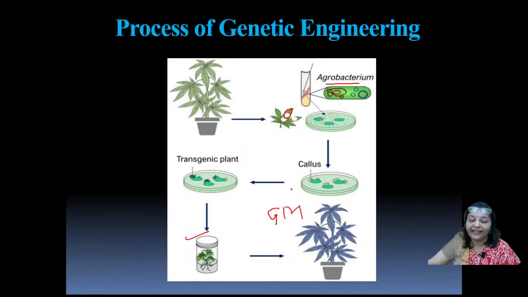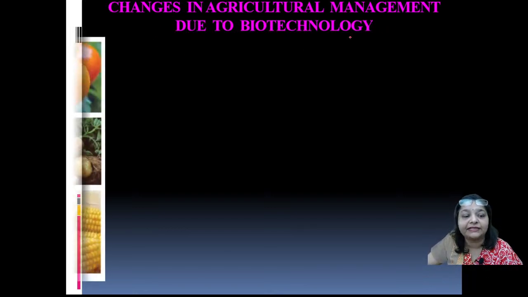Okay, now that is how genetic engineering takes place. This is one simple method, the basic method which I've told you. You will be learning different methods under this method of biotechnology in higher classes, but that is going to be very interesting. Right, let us see what are the changes in agricultural management due to biotechnology that have taken place.